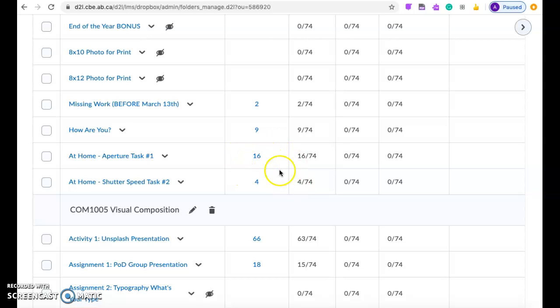Currently, I have 16 out of 74 students, so both of my classes, and 4 out of 74 for shutter speed. So those were due. Aperture was due last Tuesday and shutter speed was due today. So please make sure that you get those done.